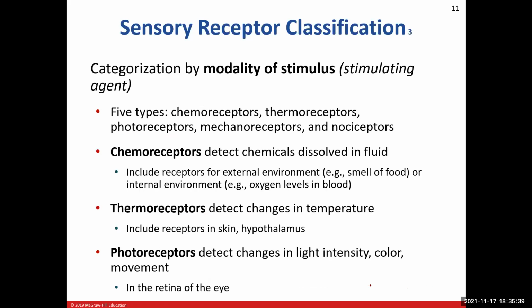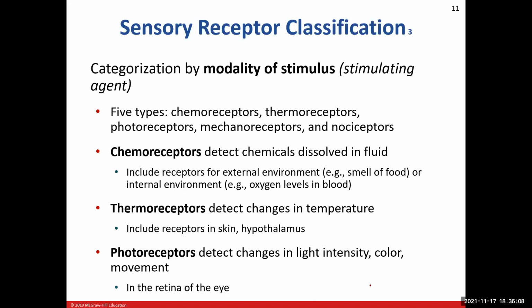And then finally, the last category for classification for our sensory receptors is going to be the modality, which is what? What is the stimulus? So we have 5 types of receptors here. We have the chemoreceptors, the thermoreceptors, photoreceptors, mechanoreceptors, and one of my favorites, the nociceptors.